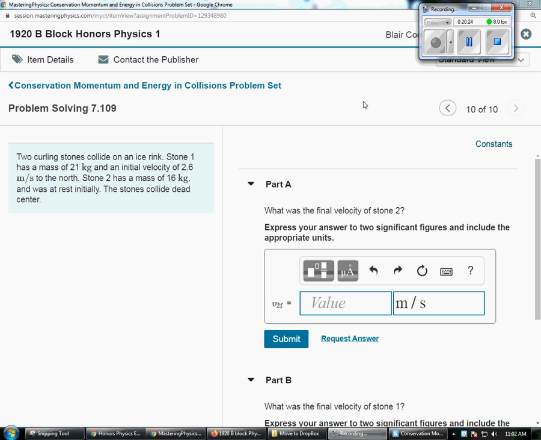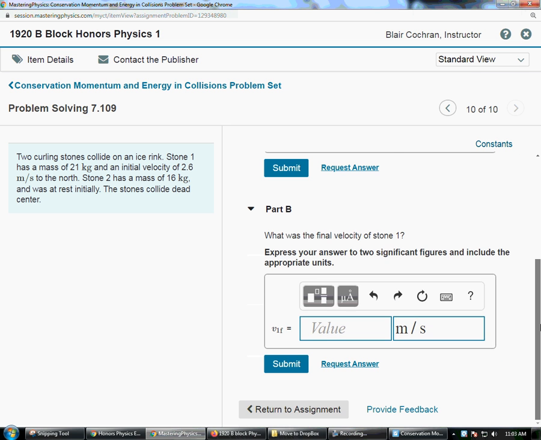All right, so we're looking at number 10 now. The curling stones, they're made of granite. They have a pretty good elastic collision, good enough that we can consider it elastic for us. So we've got one moving north, we have the other one resting, and then they collide dead center. So there's no angles or anything to worry about. We'll worry about that in a couple of units. And then they ask for the final velocity of stone 2 and the final velocity of stone 1.